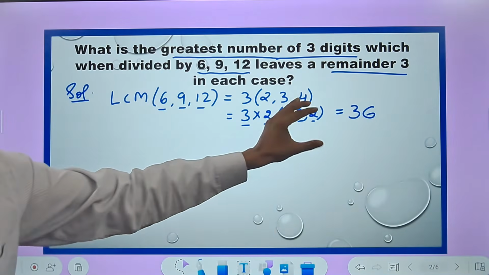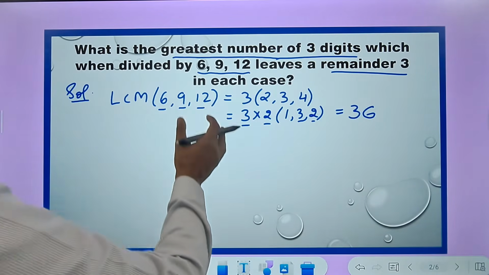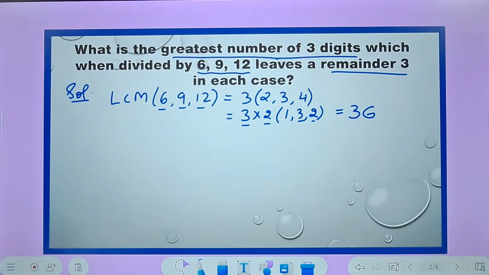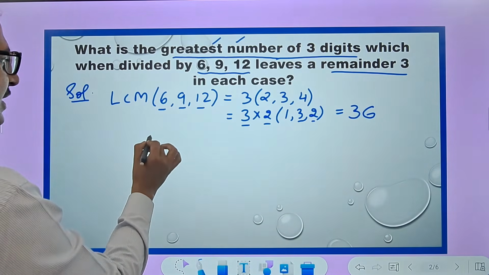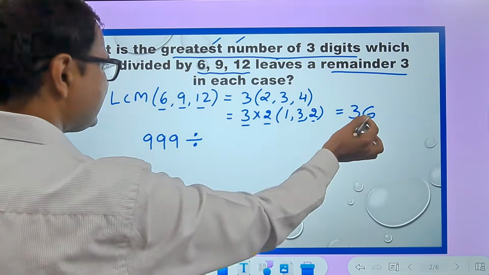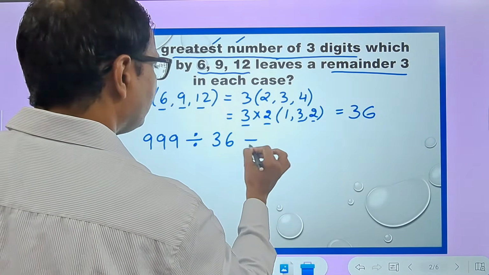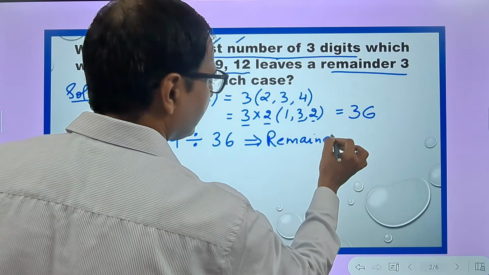All these steps which I have done here, you can do mentally, and I'm sure finding the LCM of such small numbers will never be a problem for you. Now to find the greatest number of 3 digits which is divisible by the LCM 36, you need to find the remainder when the greatest number of 3 digits, which is 999, is divided by 36. We need to find what is the remainder.